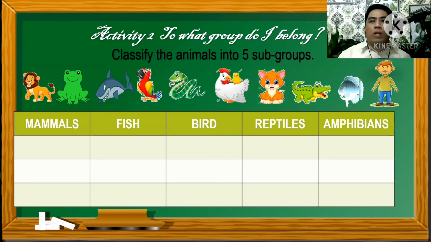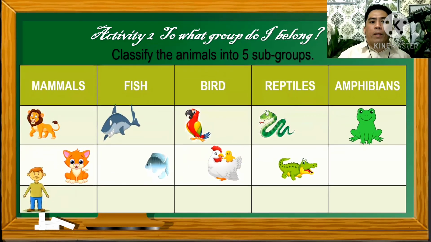Okay, so tingnan nga natin kung yung sagot ay tama. Ito po ang sagot. Mammals: lion, cat, and man. Fish: shark and tilapia. Birds: parrot, chicken. Reptile: snake, crocodile. Amphibian: frog. Okay?